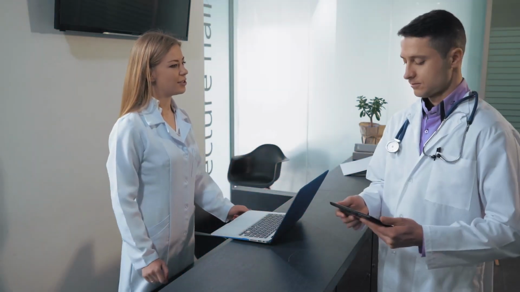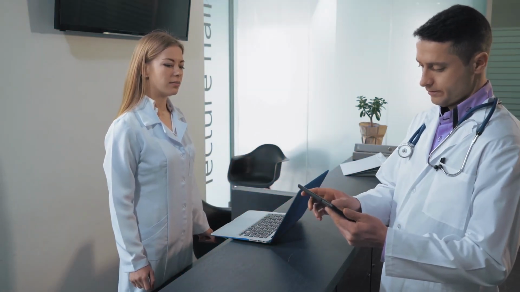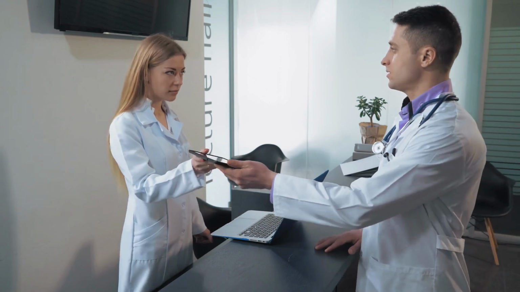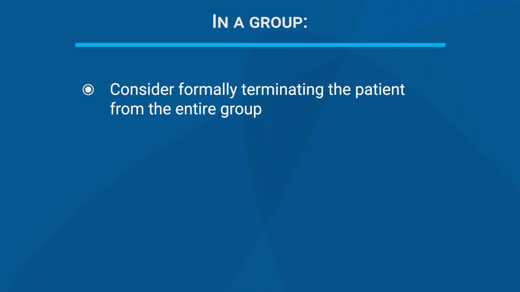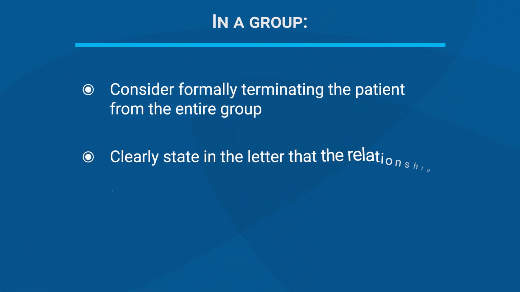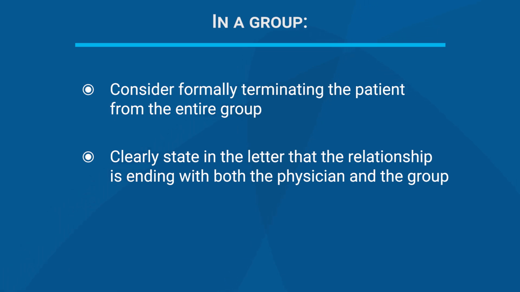Don't forget to tell your office staff, especially your scheduler, about the dismissal and the effective termination date. If using an electronic health record, alerts may help prevent accidental scheduling of the patient after the termination date. If you're in a group, consider formally terminating the patient from the entire group. Clearly state in the letter that the relationship is ending with the group.